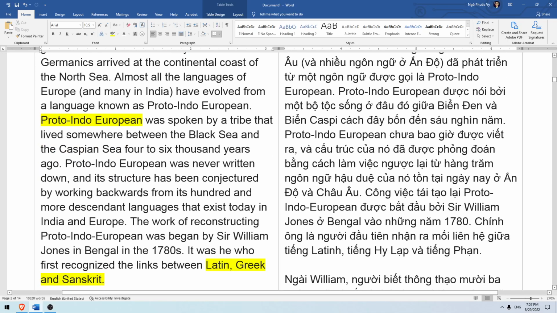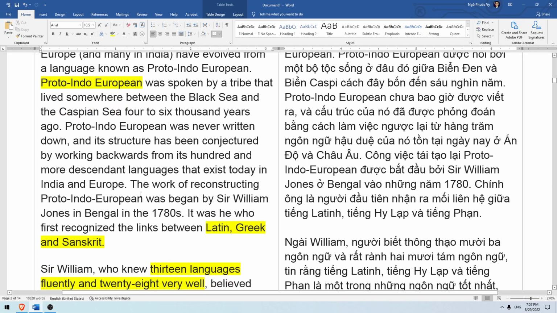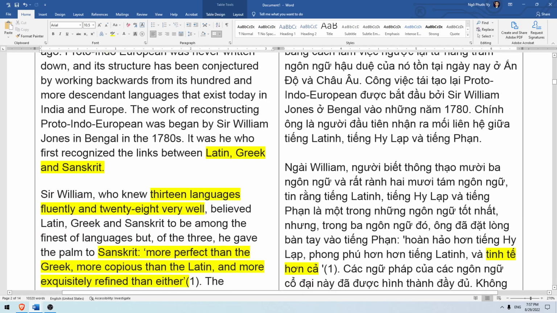Almost all the languages of Europe and many in India have evolved from a language known as Proto-Indo-European. Proto-Indo-European was spoken by a tribe that lived somewhere between the Black Sea and the Caspian Sea 4 to 6,000 years ago. It was never written down, and its structure has been conjectured by working backwards from its hundred and more descendant languages that exist today in India and Europe. The work of reconstructing Proto-Indo-European was begun by Sir William Jones in Bengal in the 1780s.